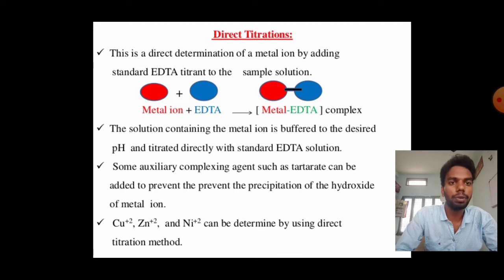Some auxiliary complexing agents such as tartaric acid can be added to prevent the precipitation of hydroxides of metal ions like copper 2 plus, zinc 2 plus. Sorry, nickel 2 plus can't be estimated by direct titration. It can be estimated by back titration. Copper and zinc can be determined by this direct titration method, right? Calcium and magnesium are also determined by this direct titration method.